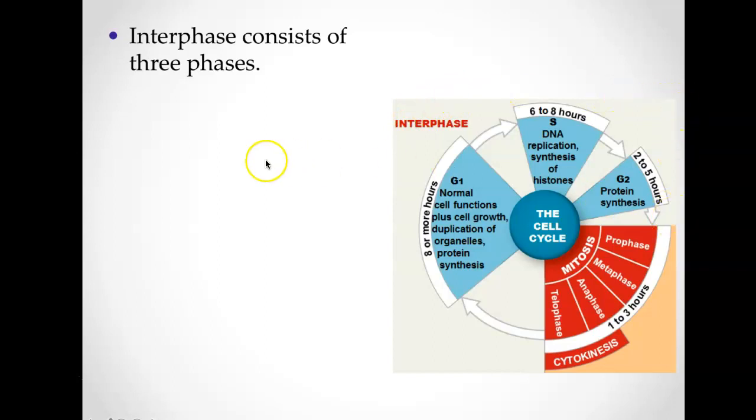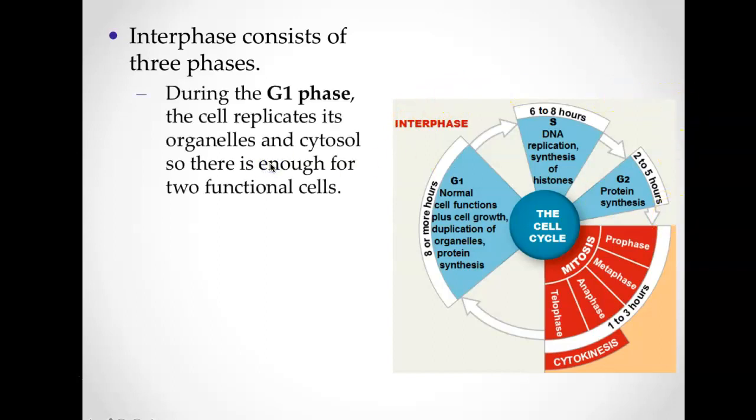Interphase, everything in beige, consists of 3 parts: G1, S, and G2. During G1, the cell is going to replicate the organelles and the cytosol so that there's enough for 2 functional cells. Not only is the new cell going to get a copy of the DNA, it's going to get a copy of all the organelles and some extra cytosol to go with it. That's the G1 phase, and it's about 8 or more hours.